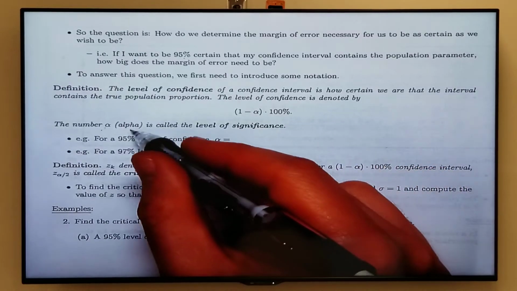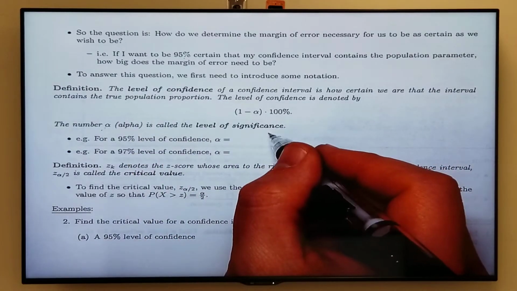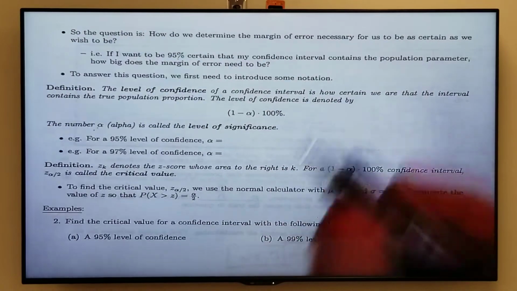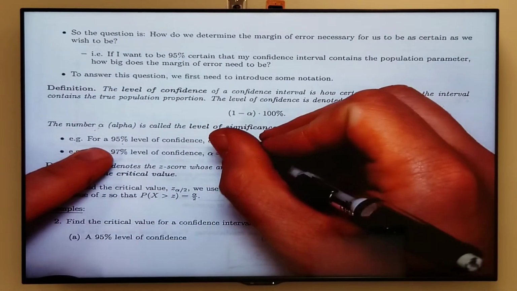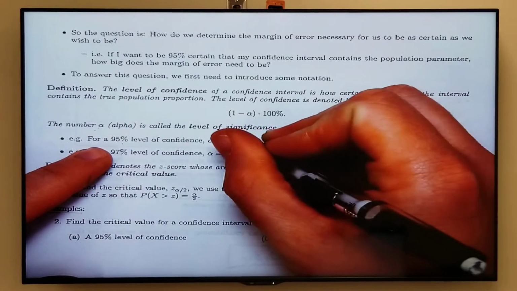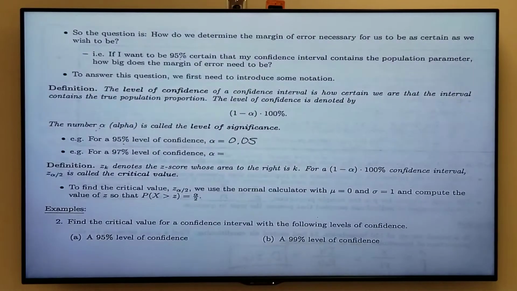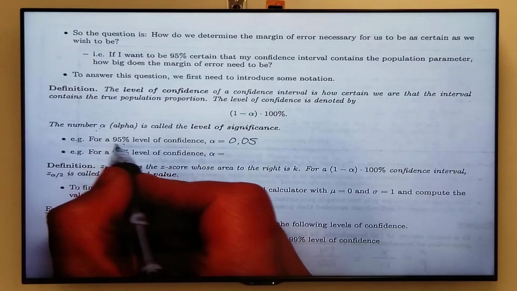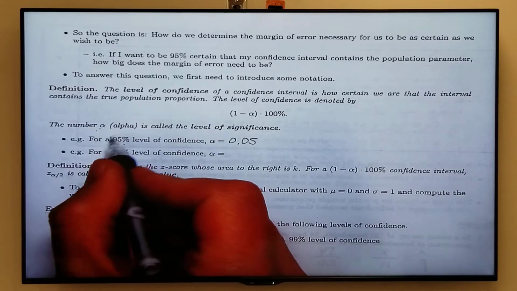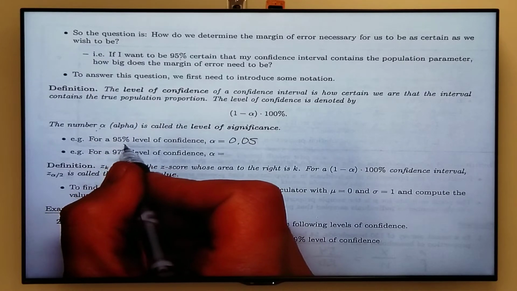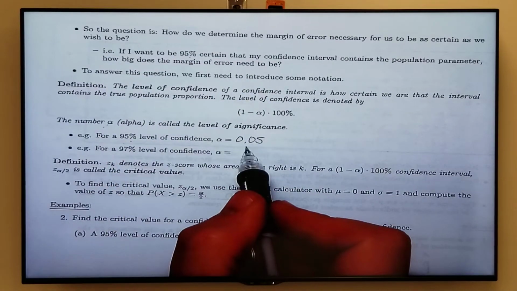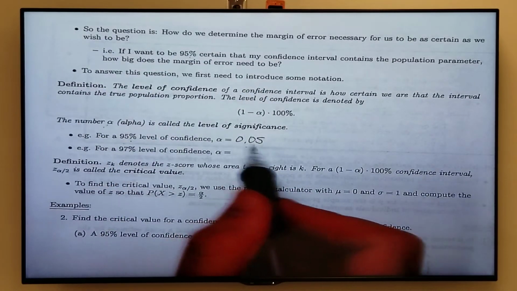Here's how alpha, our level of significance, is related to our level of confidence. For a 95% level of confidence, alpha would be 0.05. The way that you get alpha based on your level of confidence is you take your level of confidence and subtract it from 100%. Okay, so 100% minus 95% is 5%, and then you change that to a decimal, right? 5% as a decimal is 0.05.